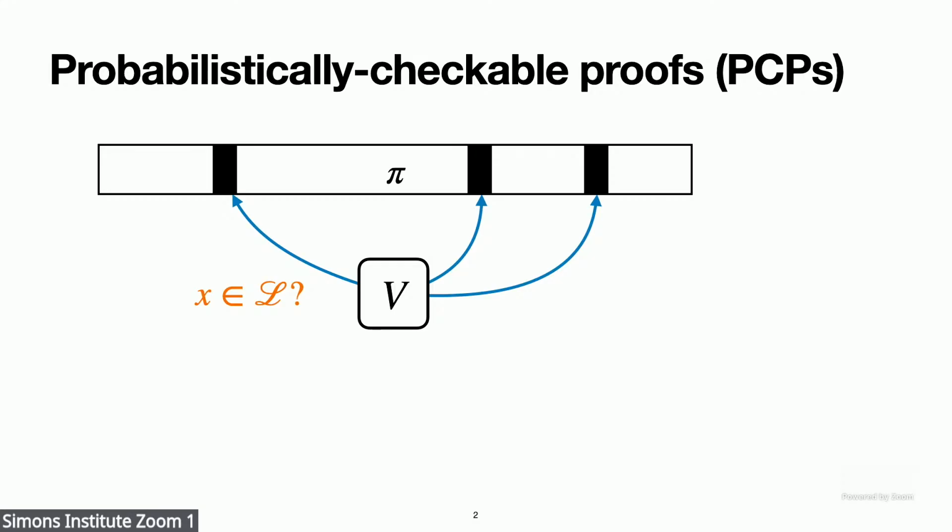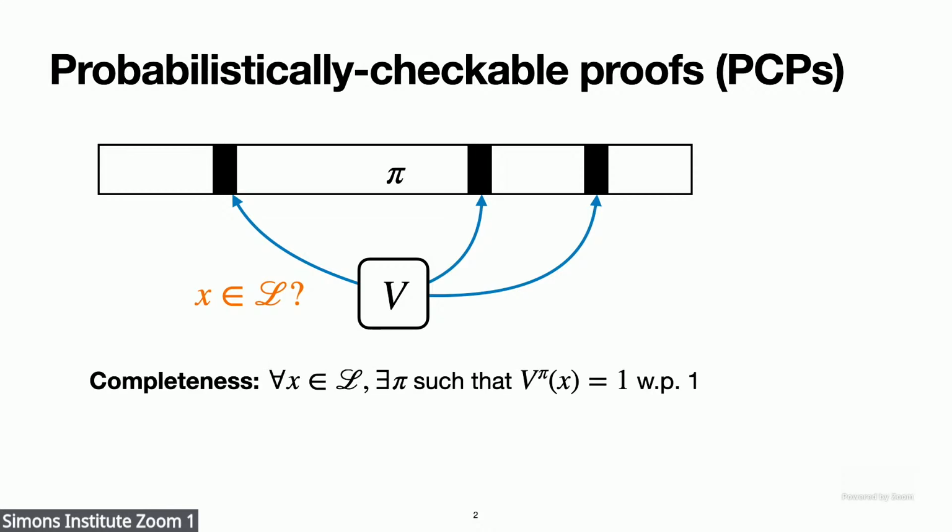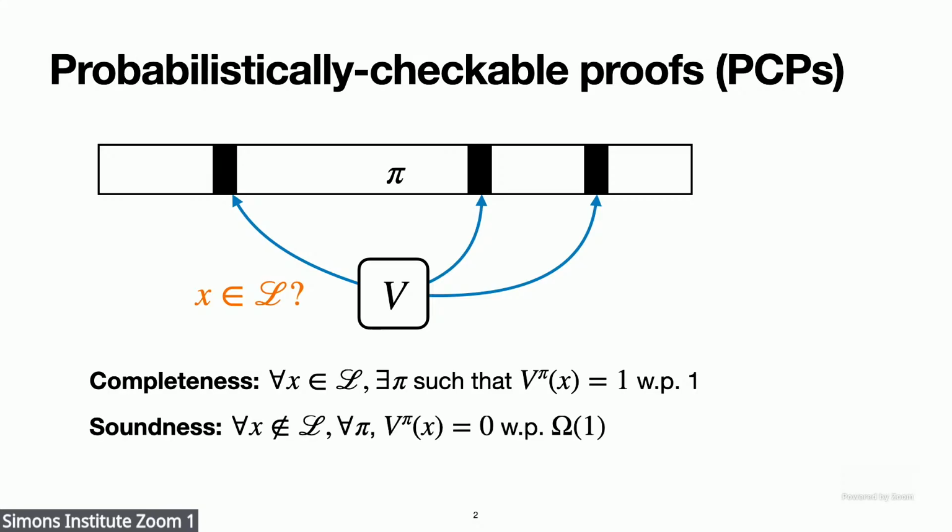Okay. So the completeness property just says that if x is in the language, then there is a proof string that will make you accept, let's say with probability 1. And soundness: if x is not in the language, then no matter what proof string I write down, with constant probability over the verifier's randomness, the verifier will reject. Okay, so that's what we're targeting.